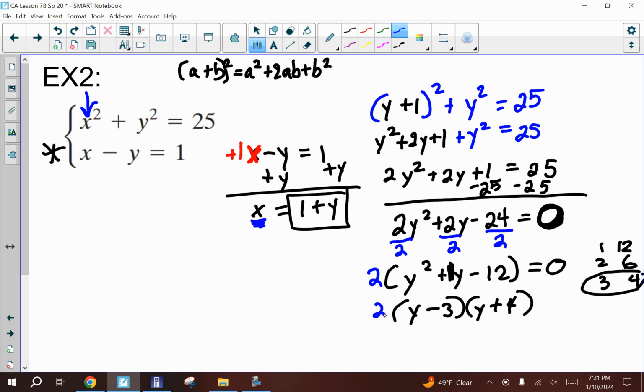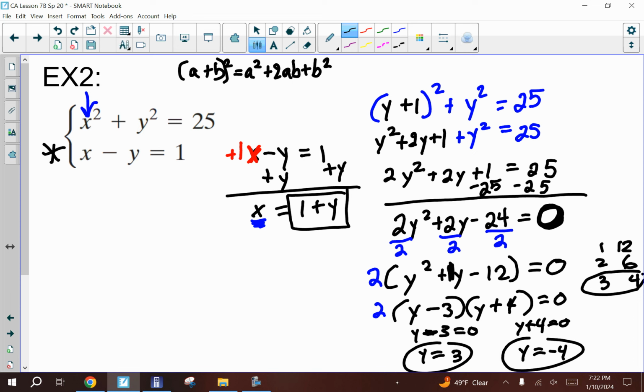And then the 2 goes in front. And this stuff is all equal to 0. Now, I don't care about the 2 anymore. All I care about is the y. So I'm going to take y minus 3 and set it equal to 0. So that means that y is going to equal 3. And then I'm going to take the y plus 4 and set that equal to 0. So if I subtract the 4 over, that's going to give me minus 4. So there's the two answers that I need to go plug back into my box.